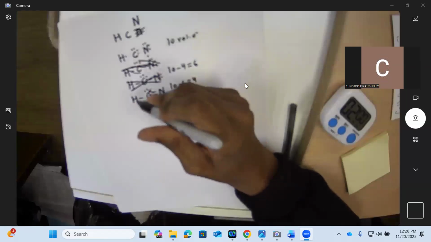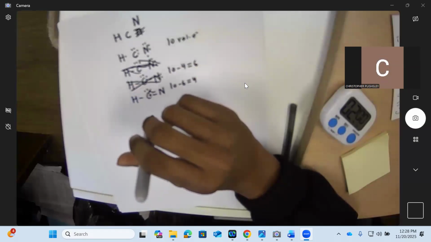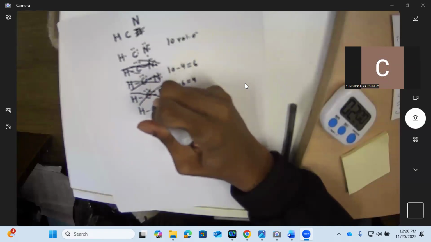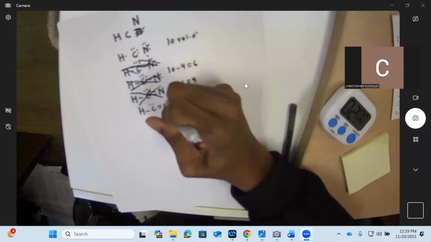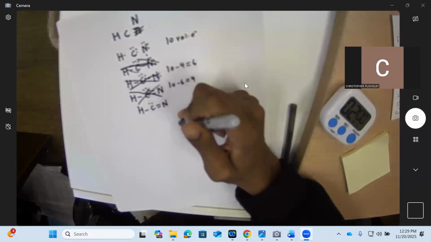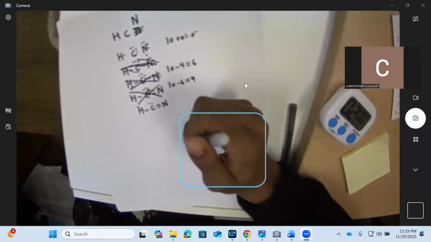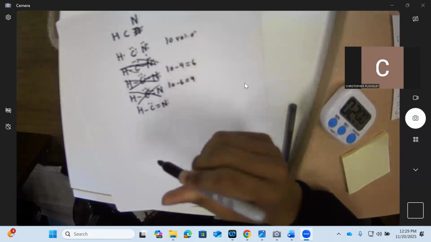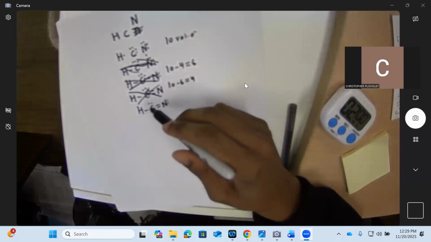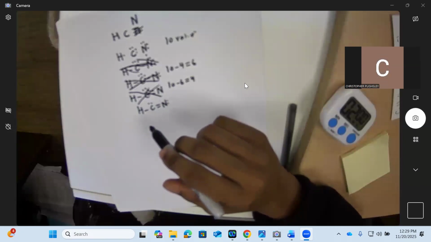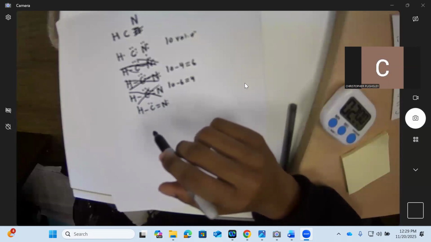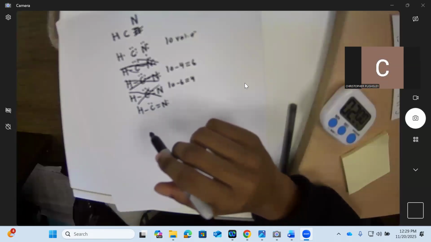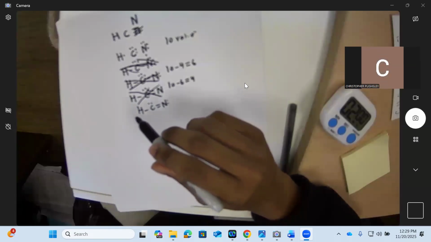H dash C, we did it, double bond. Then we had two more still left, because we didn't get four. We did two here, so do two more on nitrogen. Carbon's got how many, if you count the bonded and non-bonded? Eight, so carbon's good. Nitrogen's got 6, so nitrogen's still not good. Cross that one out.